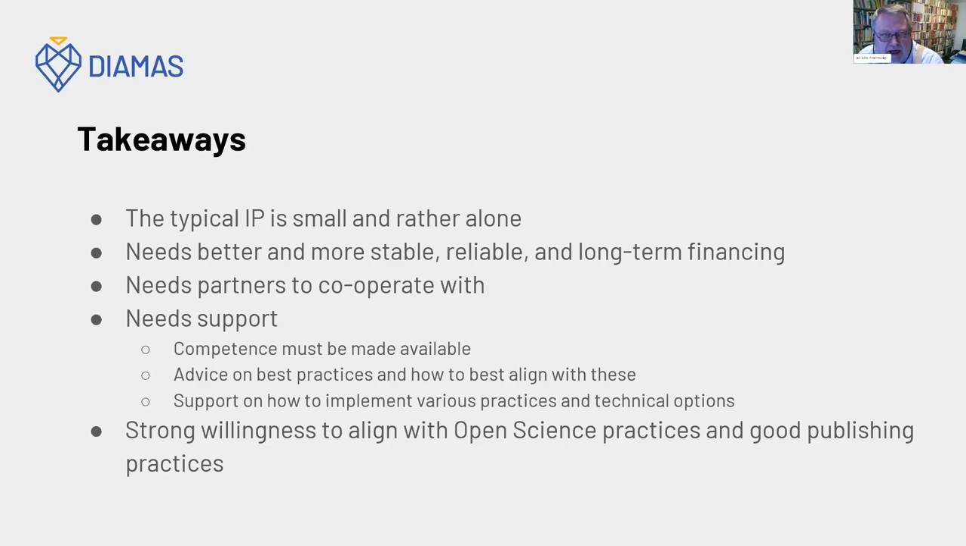Takeaways: the typical institutional publisher is small and alone. They need better and more stable, more reliable, and more long-term financing, so they don't spend the resources hunting for money instead of doing the publishing. They need partners to cooperate with, and we see that many are willing to cooperate. We should exploit that.